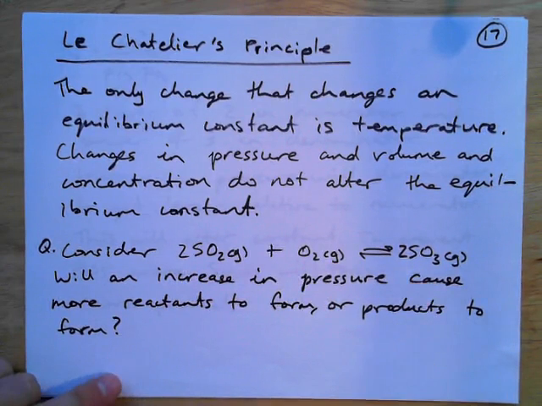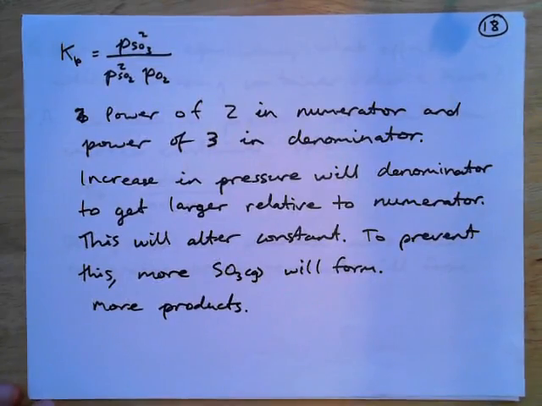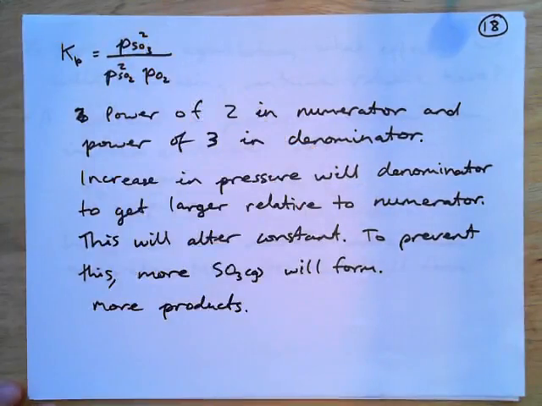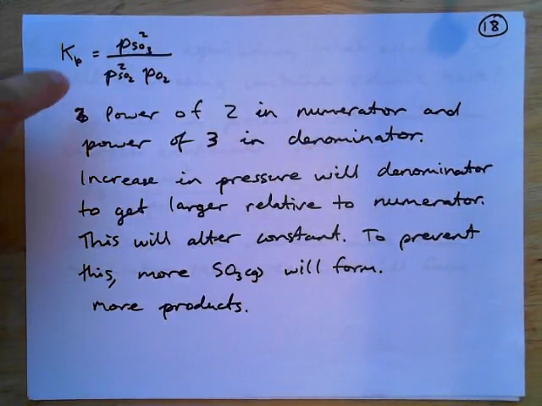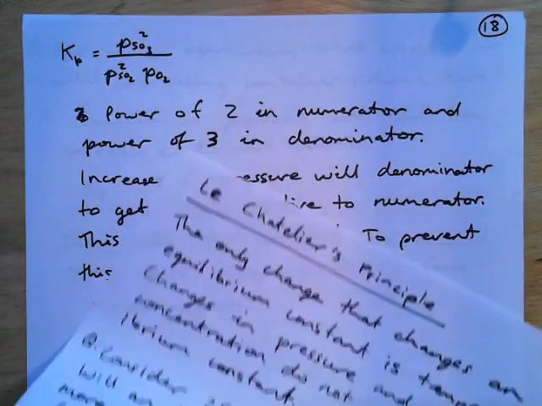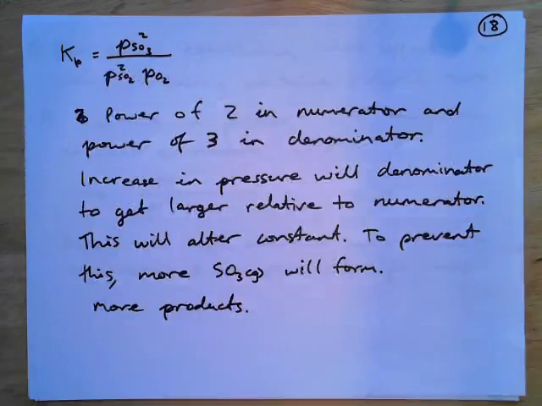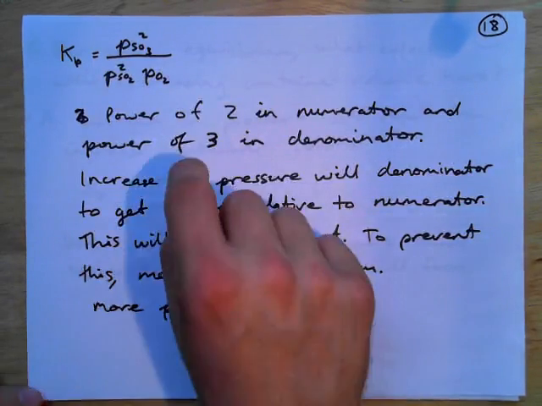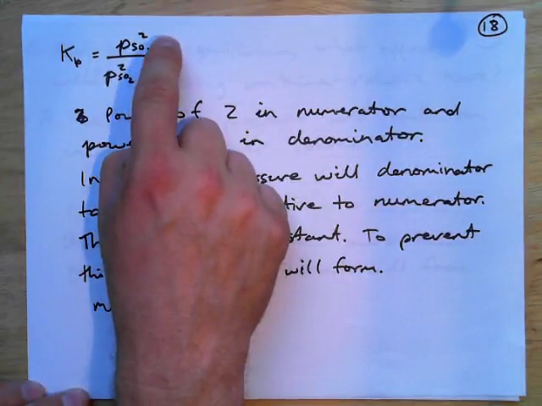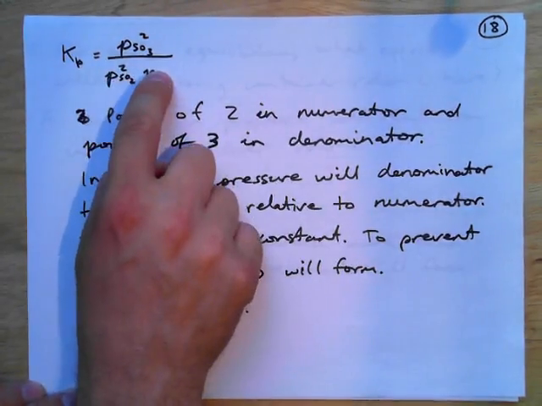Okay, so will an increase in pressure cause more reactants to form or products to form? What will happen is we look at our equilibrium constant and we see that we have the partial pressure of SO3 squared, we have our partial pressure of SO2 squared and our partial pressure of O2, just the way it is because of the equation. So there's a 2 here, 1, 2. Okay, so we take that into account with our equilibrium expression. All up, there's a power of 2 relationship in the numerator and a power of 3 relationship in the denominator because 2 plus 1 gives us 3.